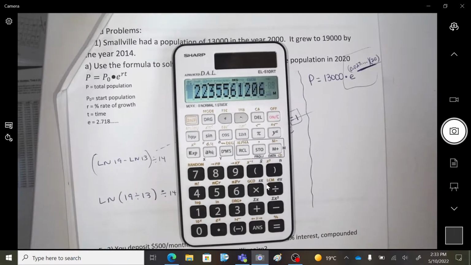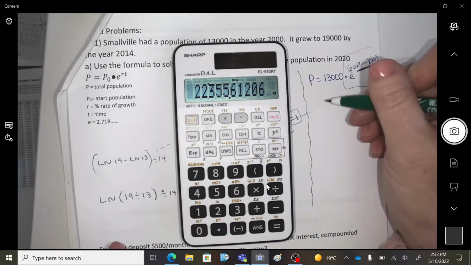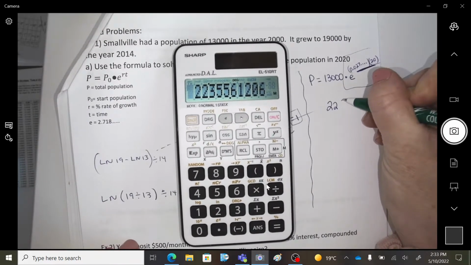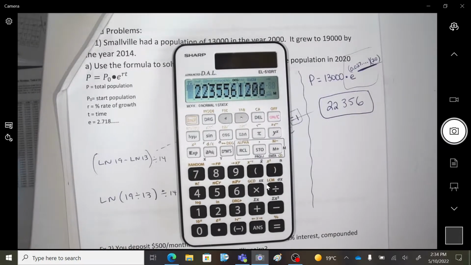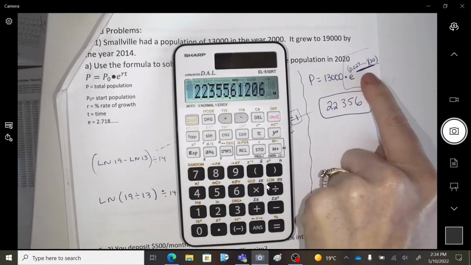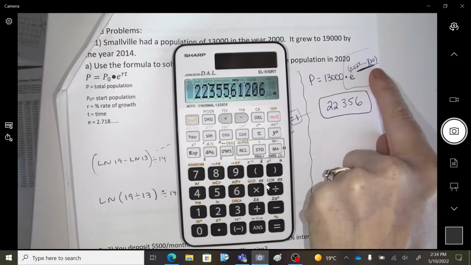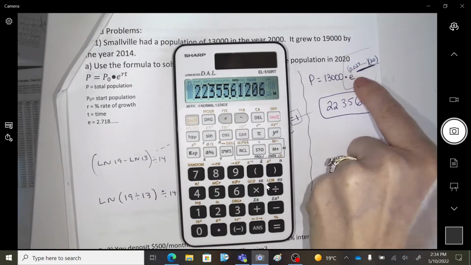Okay, so this is a population, so I can round this answer to a whole number. So 22,356 would be the population. Did you understand my order of operations? Does that make sense? I did the exponent, e to the exponent, and then the multiply.